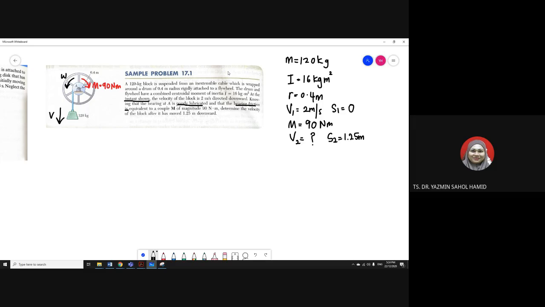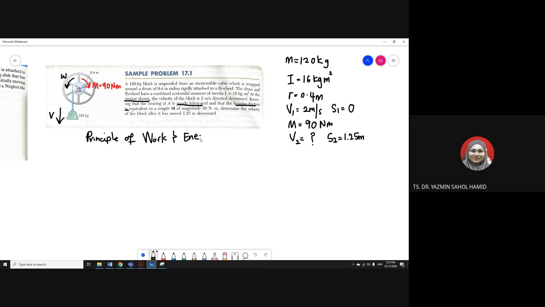Basically, when you read this question, do you know what principle you want to use? Do you want to use the principle of work and energy, or impulse and momentum? Which one do you want to use? Obviously, because it involves displacement of the 120 kilogram block, you have to use the principle of work and energy, because the block is displaced.